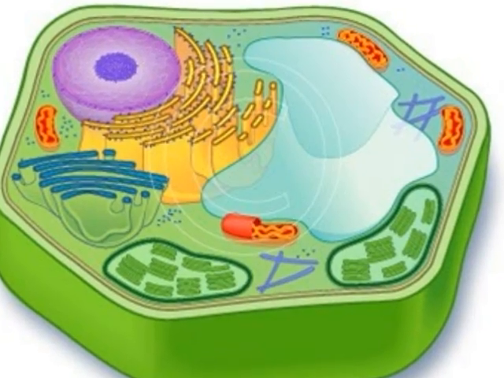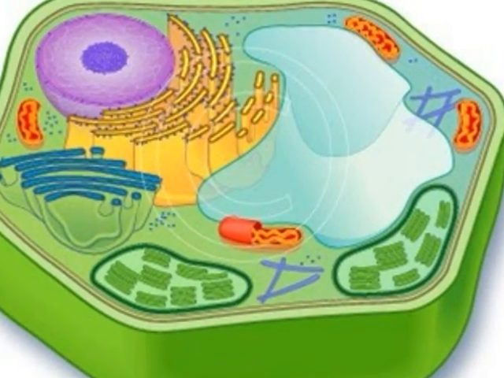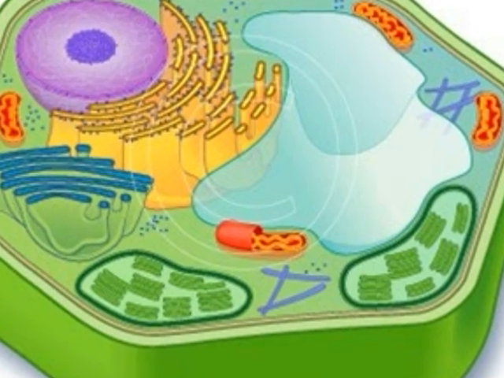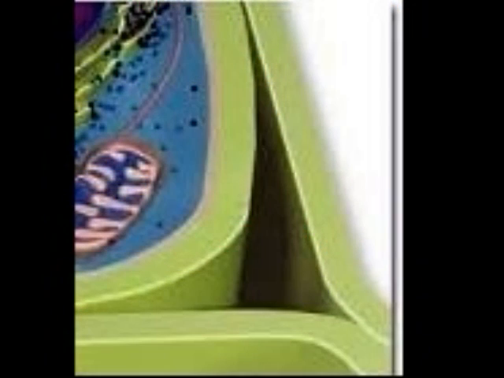Hey guys, welcome to the tour of the amazing plant cell. Let's begin. Alright, since this is a plant cell, we have to start by going through the cell wall. The cell wall is made of sucrose and is made for protecting the plant cell.